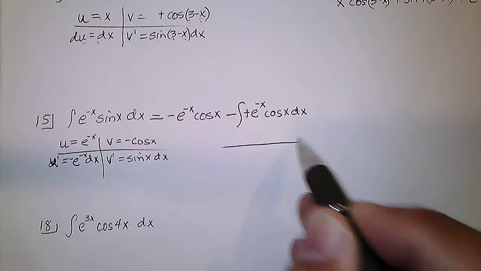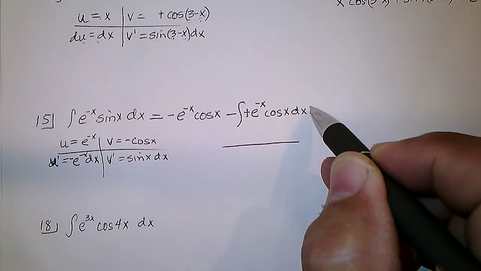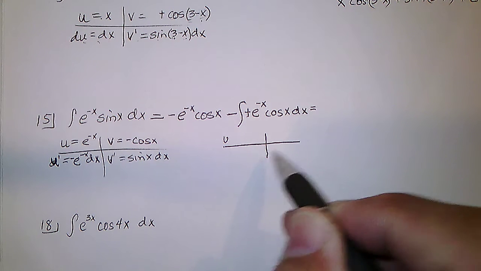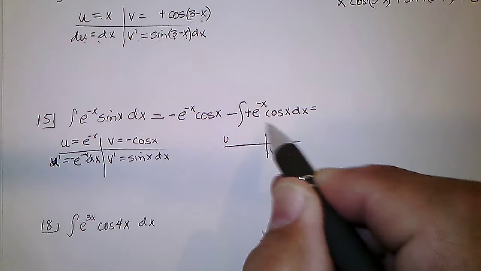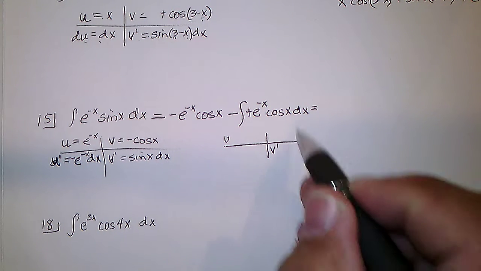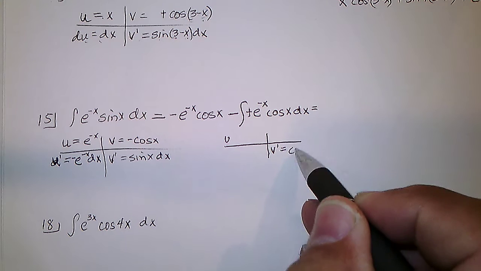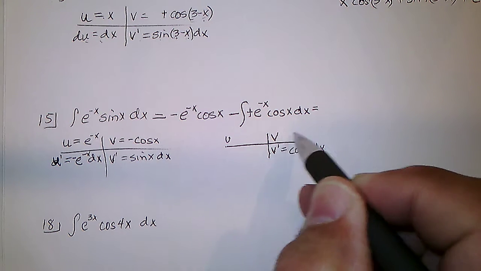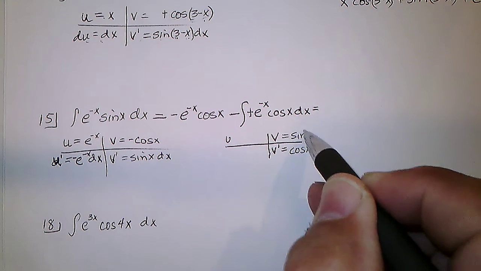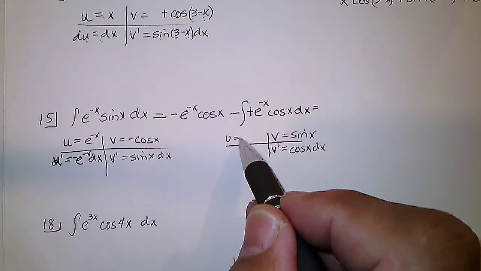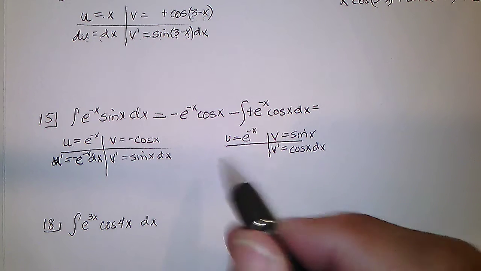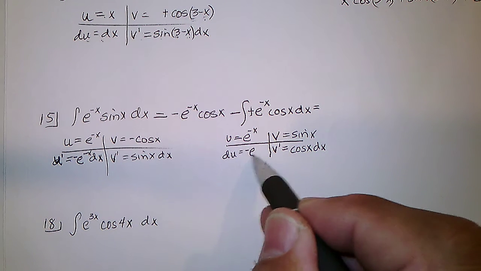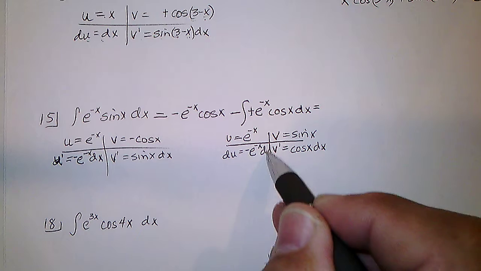We're going to do another integration by parts. Similar to what we did over here, we're going to let v prime be the cosine of x dx, so integrated it is sine x. We're going to let u be e to the negative x. Once again, du would be negative e to the negative x dx.